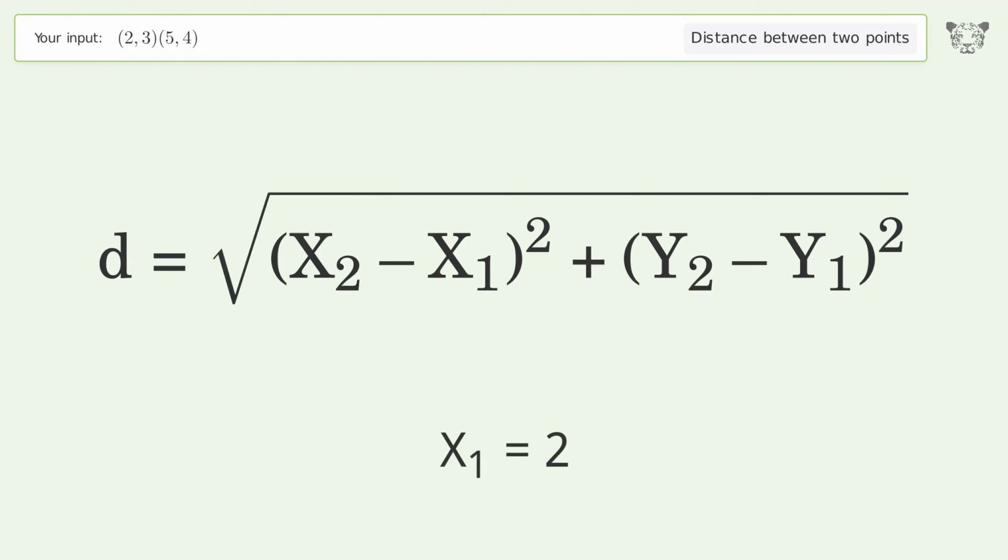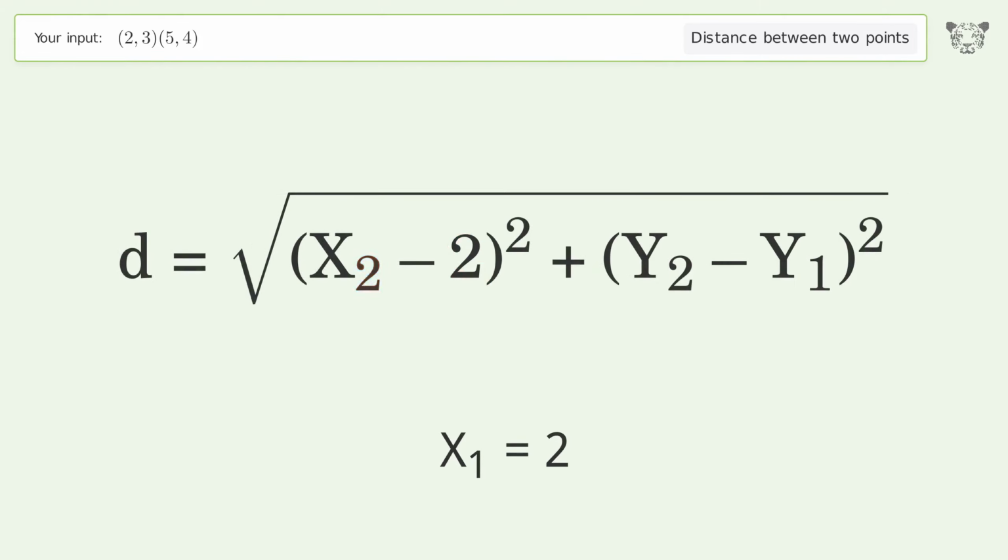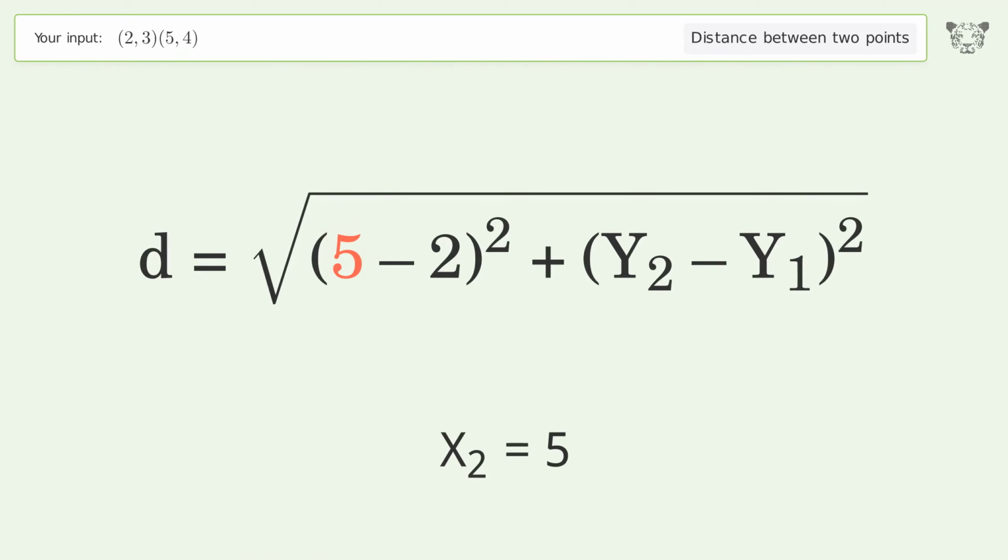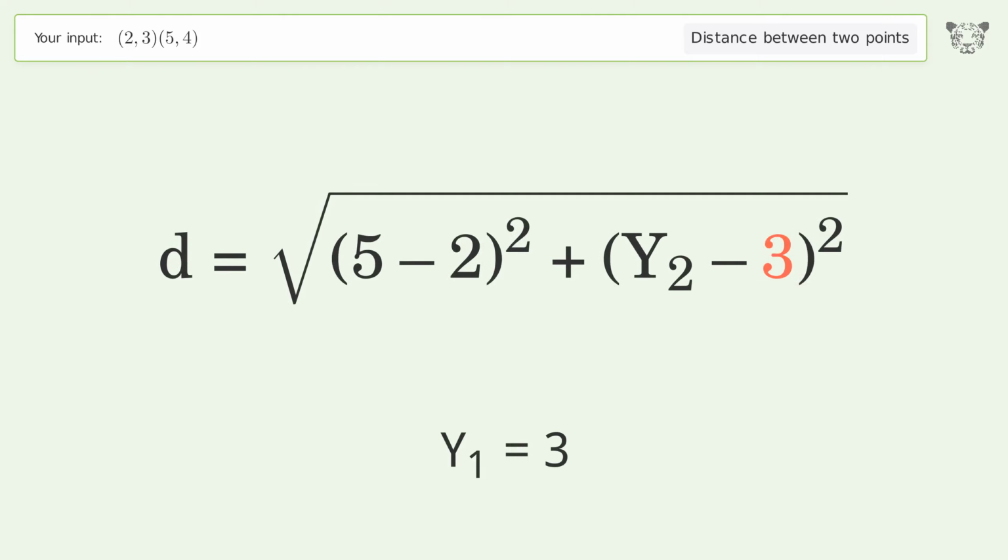x1 equals 2. x2 equals 5. y1 equals 3. y2 equals 4.